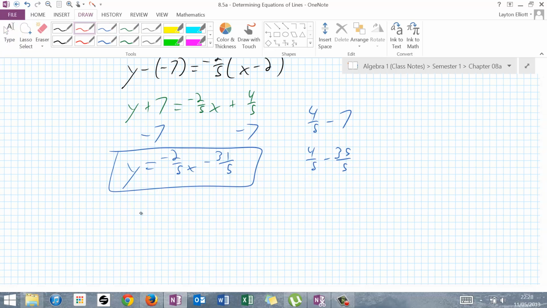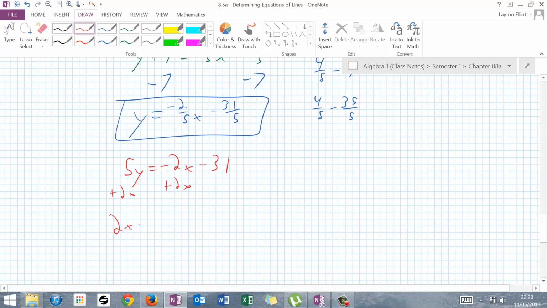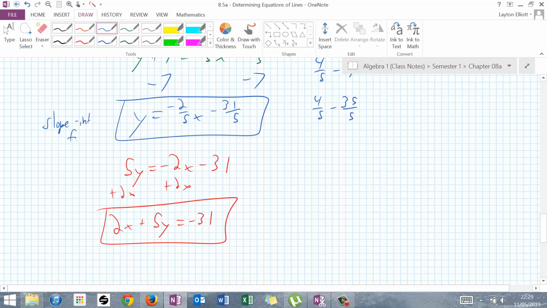Now to get that in standard form, I'm going to clear the fractions. So I'm going to multiply the left side by a 5, the right side by a 5, and that's what I get. Finally, if I add 2x to both sides, I get 2x plus 5y is equal to -31, and that is standard form. Okay? The top one is slope-intercept form because it is set equal to y, and the bottom one is standard form.